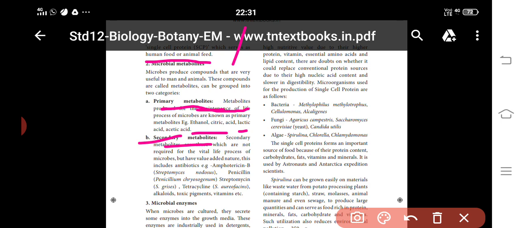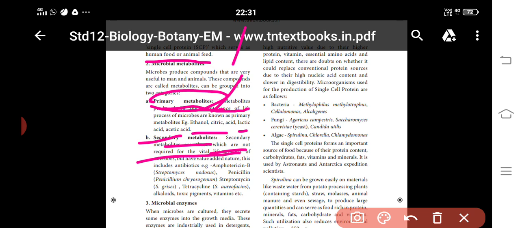Next one is secondary metabolites, which are not necessary for the vital life process in the human body, but have a value-added nature, say for illness. Because of this, they are used for paramedical purposes, that is, the preparation of medicines. The secondary metabolites are not required for vital life, whereas the primary metabolites are helpful for vital life. Vital life means something very important in our life.